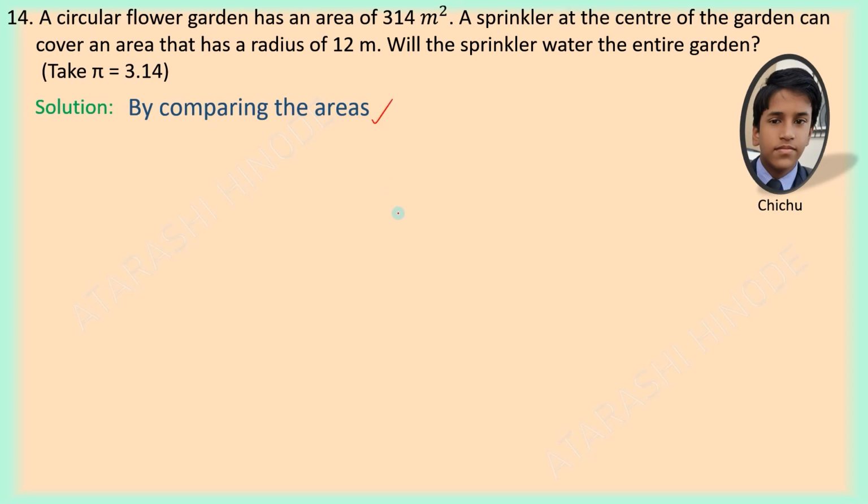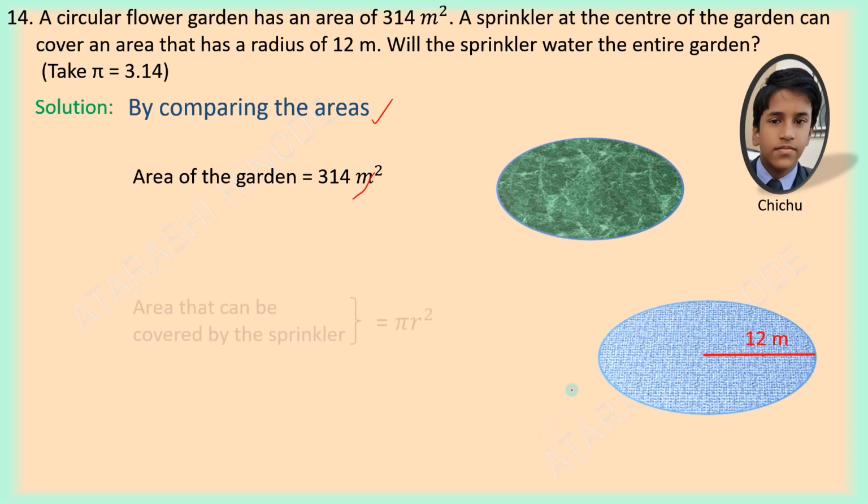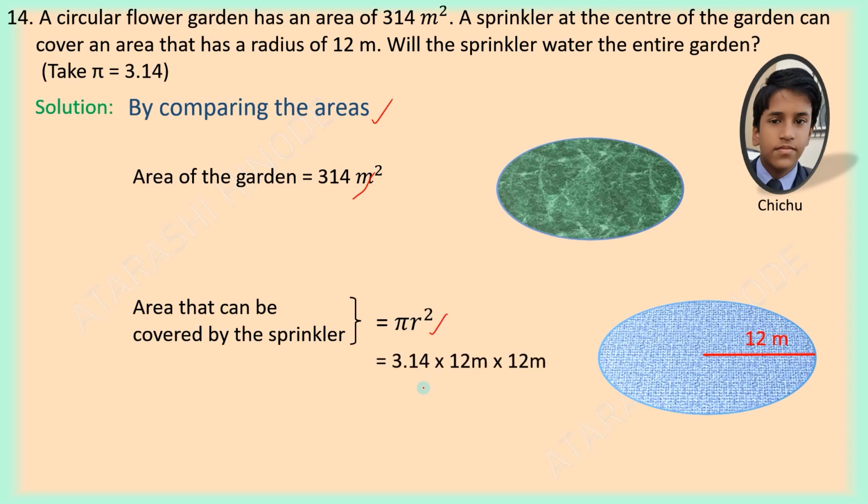We know the area of the circular garden is 314 meters square. We have to compare this area with the area that can be covered by the sprinkler. We know the formula is pi r square. Substituting the values, we get 3.14 into 12 meters into 12 meters. That is, here the radius is 12 meters. Now 12 into 12, it is 144. So we get 3.14 into 144 meters square.